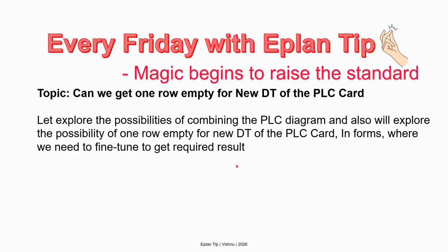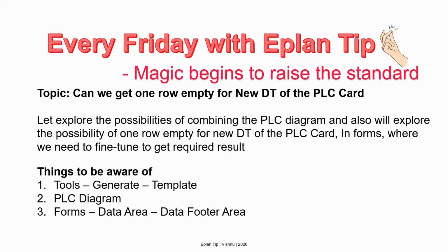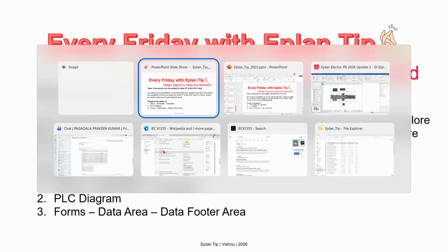As I said, we will see the possibility of how to create a PLC diagram, understand how to combine it, and later see what we have to fine-tune in the form to get the output we are looking for. As usual, to get those things you should first know the tools: generate and template. How do we add that PLC diagram? That is what you have to be aware of. Another thing is in the forms: where do we place that? Is it in the data area or the data footer area, which is the place that will yield the result we're looking for? Keeping this in mind, we will quickly switch to Eplan.